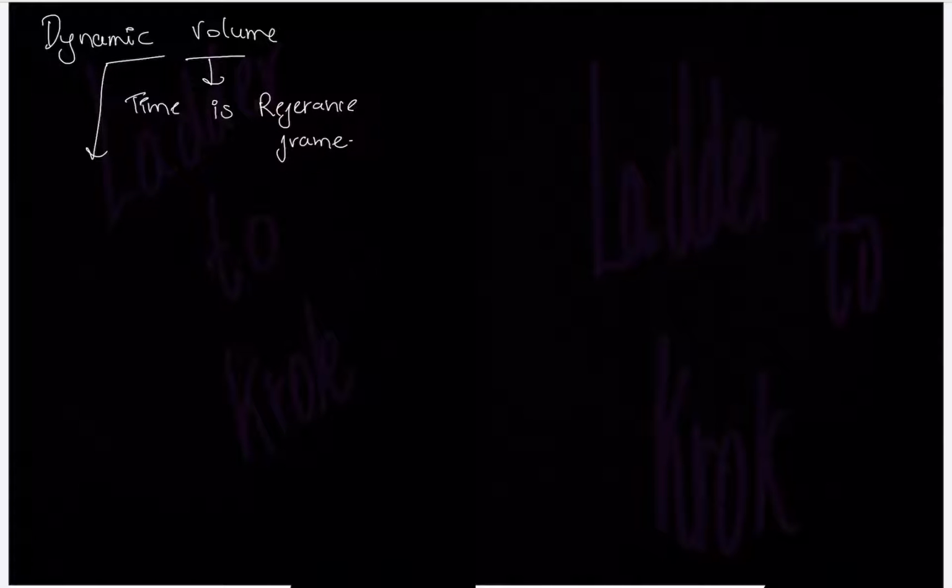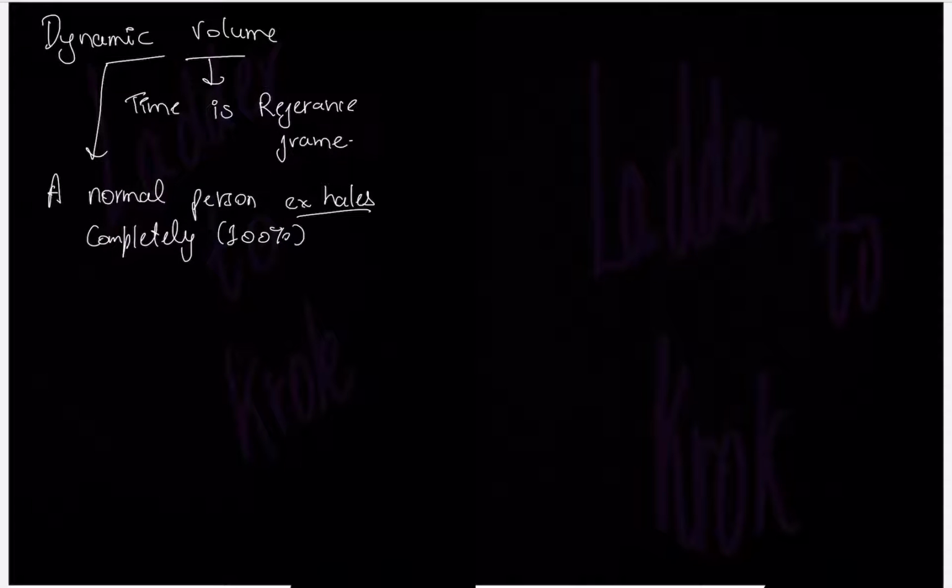Okay, basically what we do in this dynamic volume test, see, a normal person exhales completely, 100% of the air from his lungs, in 3 seconds. And what is the ratio for that?